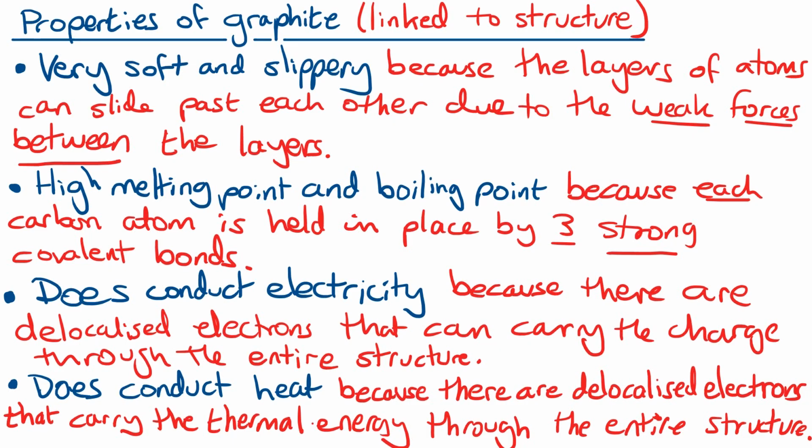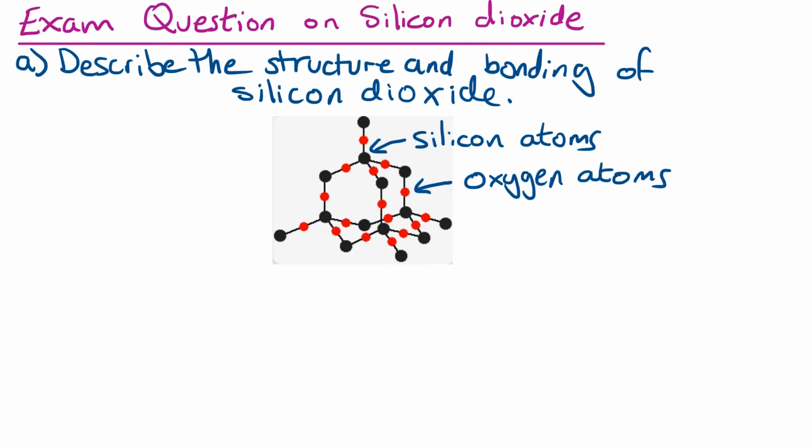Here's a typical exam question asking you about silicon dioxide, and straight away the thing that we notice is it looks a little bit similar to the structure of diamond. So the question is, describe the structure and bonding of silicon dioxide, and I would say pause the video, have a go, use the diagram to prompt you, talk about what type of bonds are in the structure and how many bonds each type of atom is making. Okay, let's see how he got on.